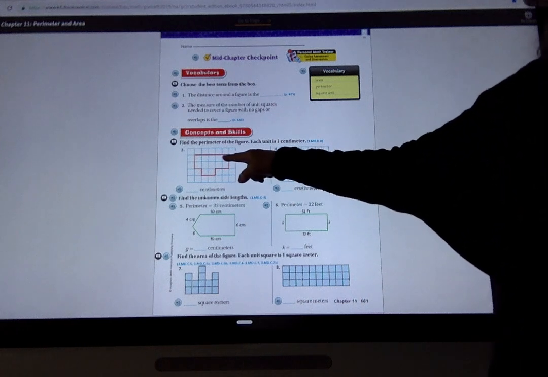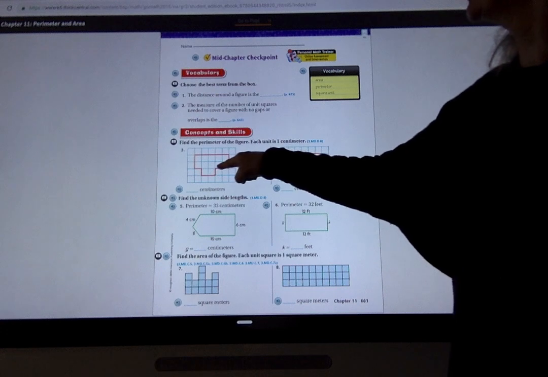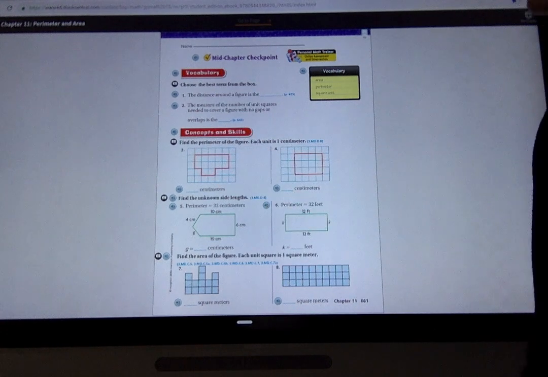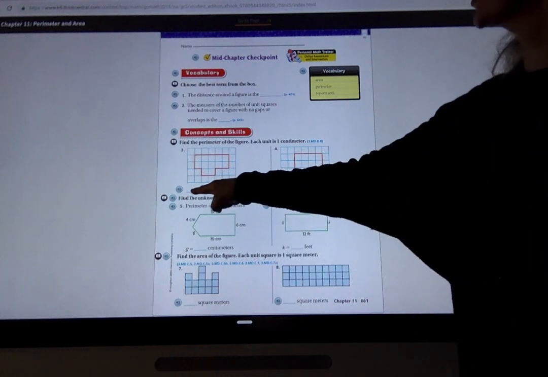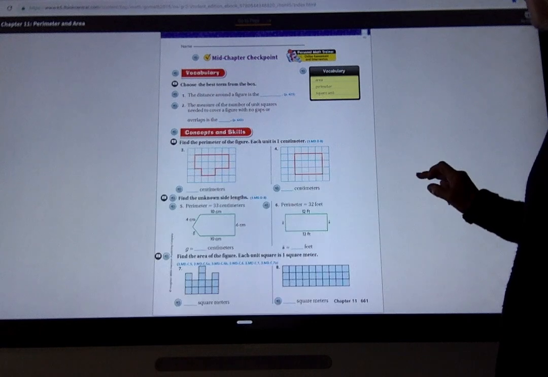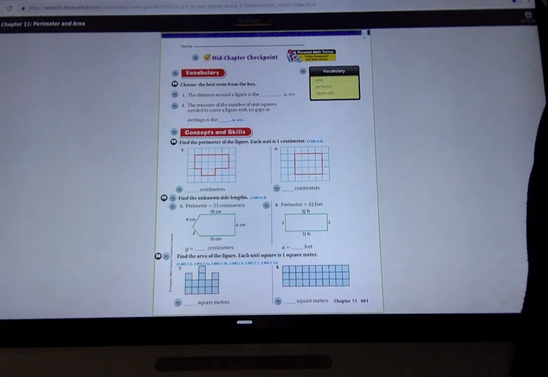Number 3, we're going to find the perimeter. That's the outside edge. We can count as we go. Put your answer here. Once again, the outside edge, that's the perimeter.